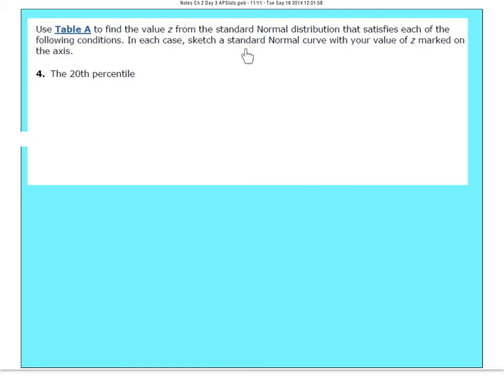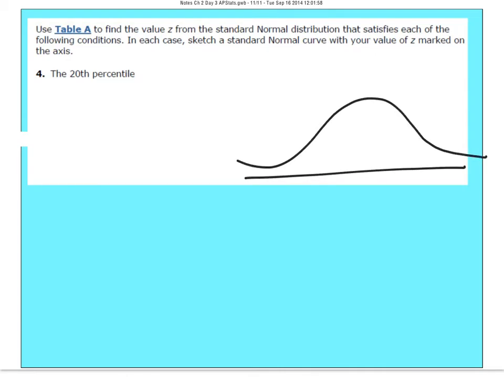Here they want us to sketch the standard normal curve with our value of the z marked on the axis. So what is the z-score of where the 20th percentile sits? So if we sketch that, again, we're going to have our standard normal curve, z-score of 0. The 20th percentile, so that's on the lower end, is going to be the bottom 20% of the data. So that is the 0.20. We want to know the z-score that corresponds to it.